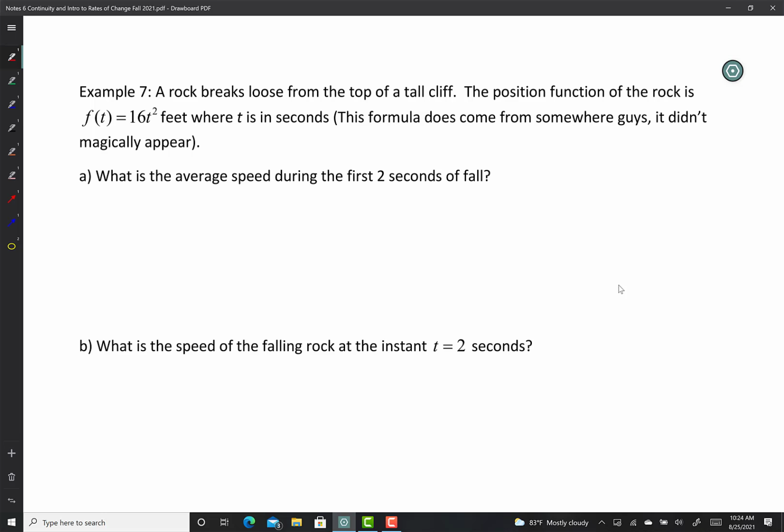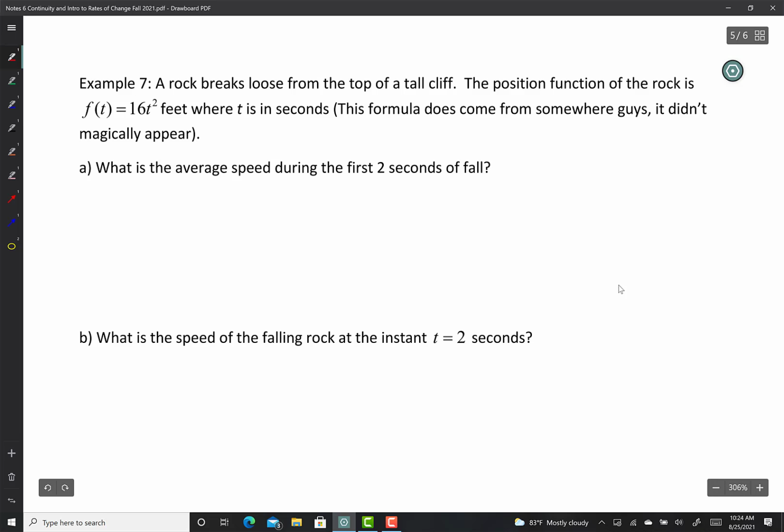Look at example 7. Now we've got more physics type problems. A rock breaks loose from the top of a tall cliff. The position function of the rock is f of t equals 16t squared, where t is in seconds. This formula does come from somewhere. It didn't magically appear. Maybe we'll talk about it. What is the average speed during the first 2 seconds of fall?